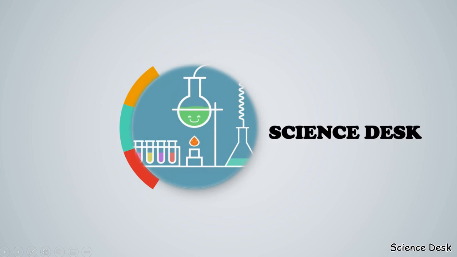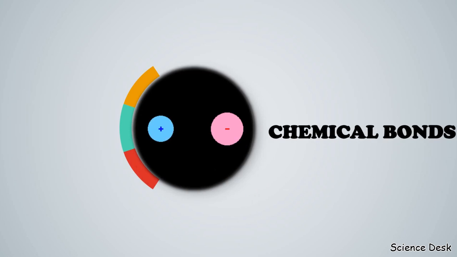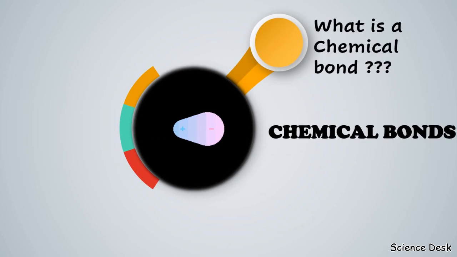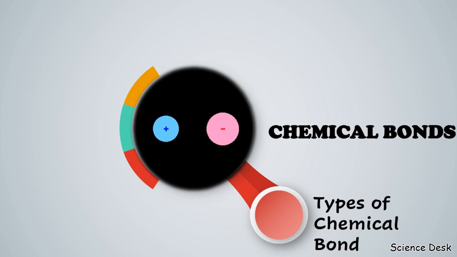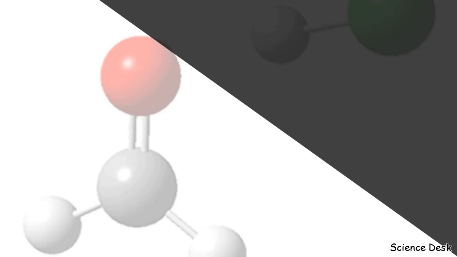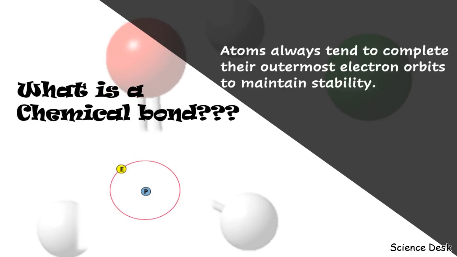In this video, we will have a short discussion on chemical bonds. We will be seeing what a chemical bond is and what the various types of chemical bond are. We will see them one by one. What is a chemical bond?